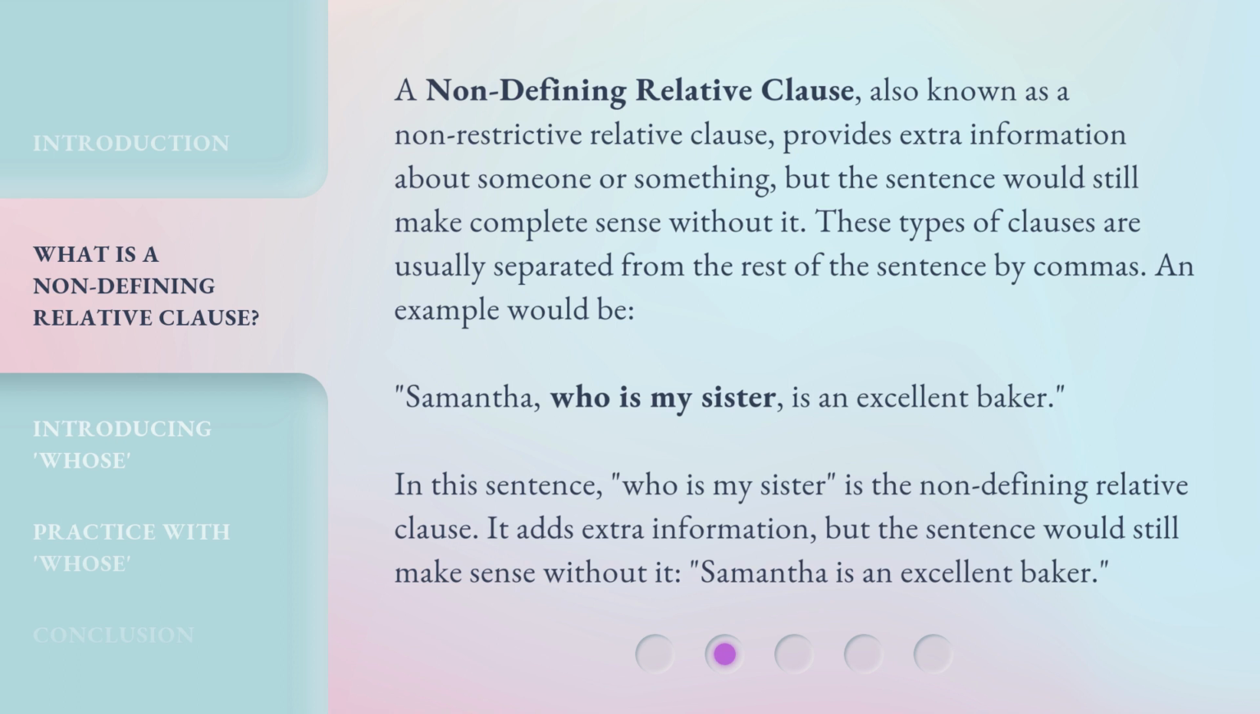In this sentence, who is my sister, is the non-defining relative clause. It adds extra information, but the sentence would still make sense without it. Samantha is an excellent baker.